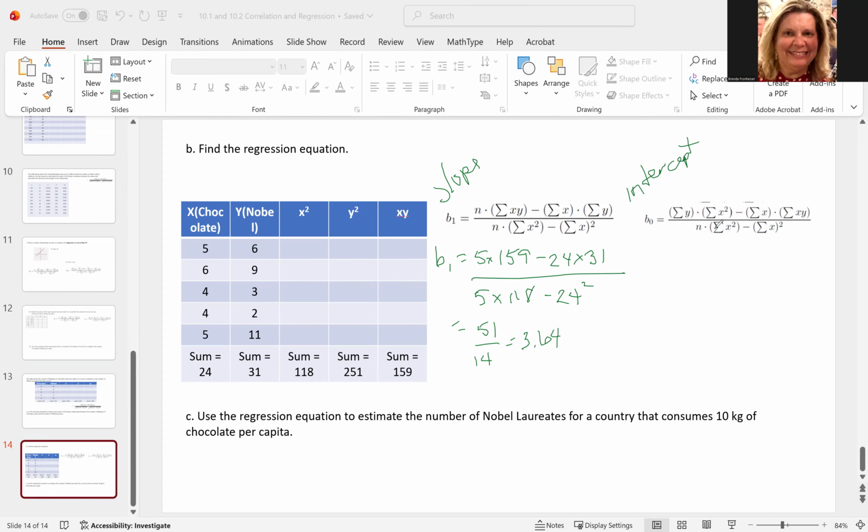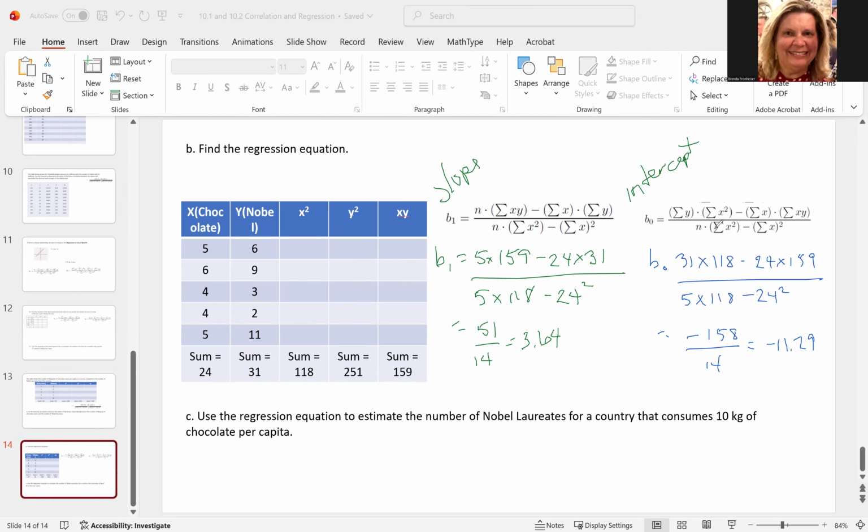Doing the same thing then for b sub 0. Remember that denominator is going to be the same, but in the numerator, the sum of y, 31, times the sum of x squared, 118, minus the sum of x times the sum of xy, over the denominator, which is the same as in the previous example. Okay, so this time numerator is negative 158, denominator is 14. Turns out to be negative 11.29.